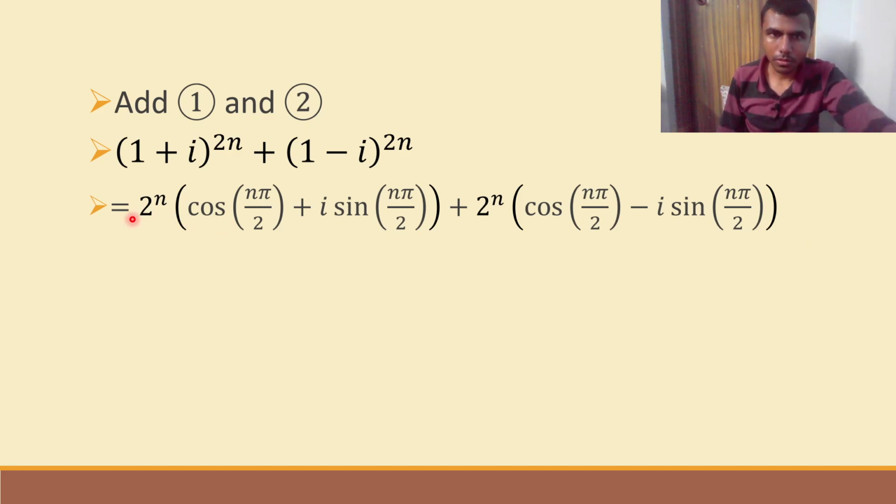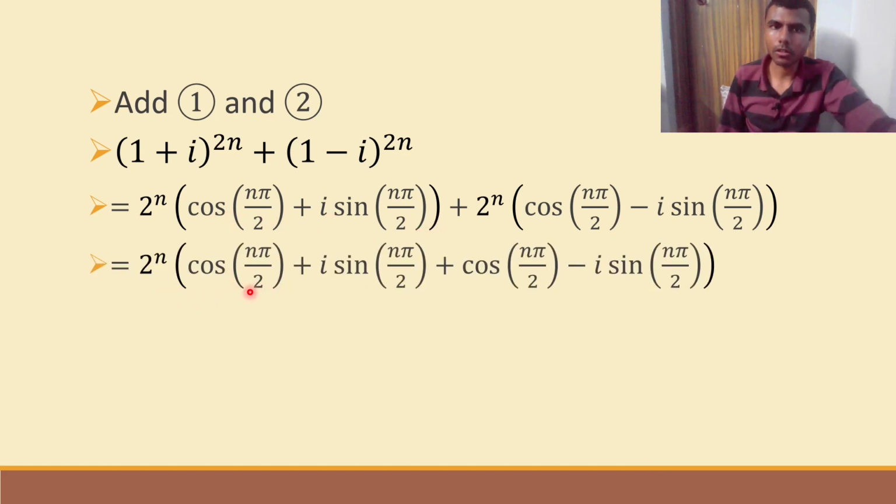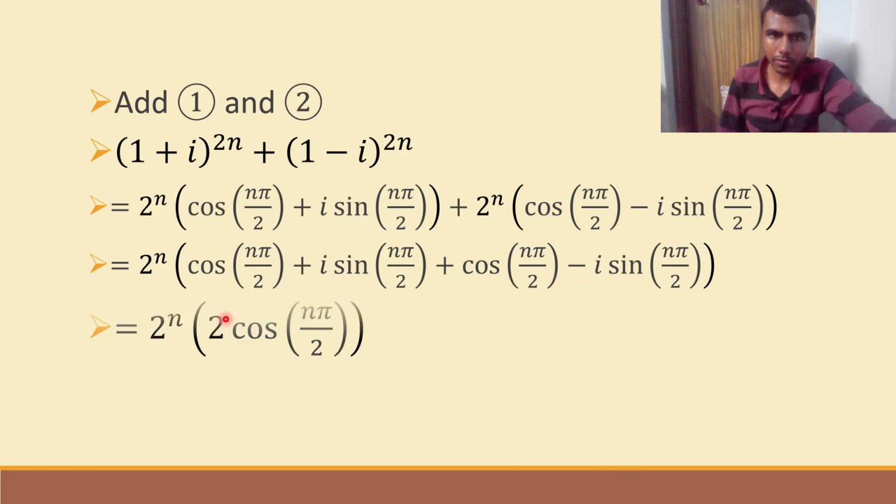Fine. So now in these two terms, take 2 power n common. So 2 power n, if you take common, cos n pi by 2 plus i sin n pi by 2 plus cos n pi by 2 minus i sin n pi by 2. This i sin n pi by 2 and minus i sin n pi by 2, they'll cancel out each other, and cos n pi by 2 plus cos n pi by 2. A plus A is 2A, so it would be nothing but 2 cos n pi by 2.